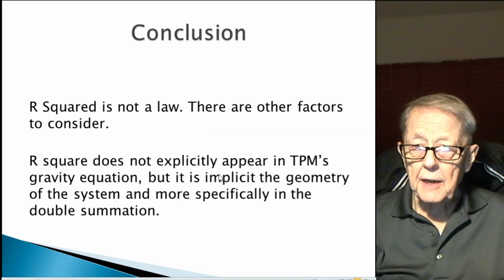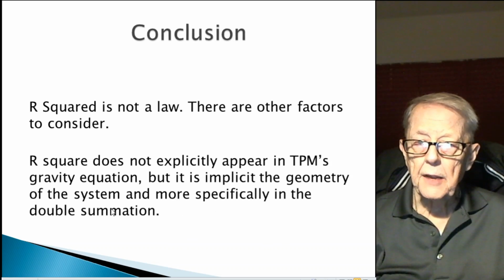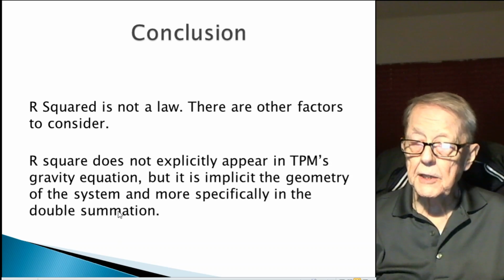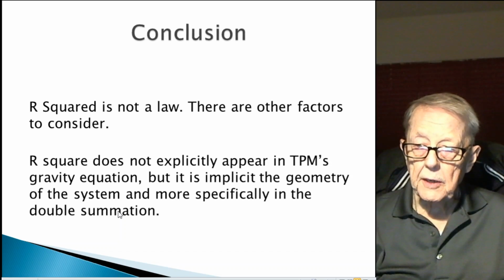R squared does not explicitly appear in TPM's gravity equation, but it is implicit in the geometry of the system, and more specifically in the double summation. As you go around and calculate these things, you find there are times when it passes through and times when it does not.